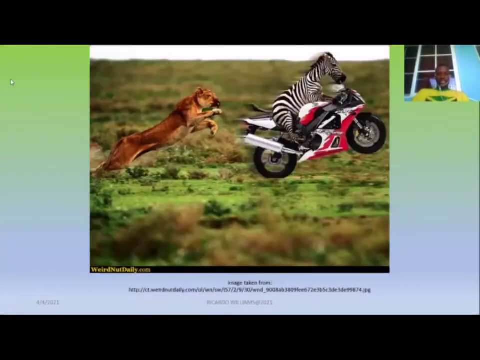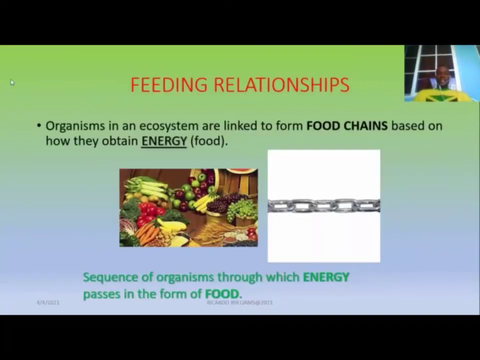I also have this picture right here. This is actually a Photoshop image, but you can get the storyline here. This is not a beneficial relationship, so unlike the one that we saw before that we would think would have been negative, but is actually positive for both. And this one is positive for one, and you can guess what that one organism will be. Anyway, so we're looking now at feeding relationships.